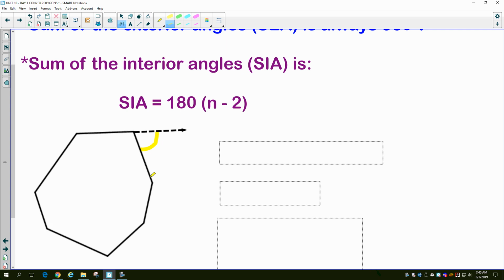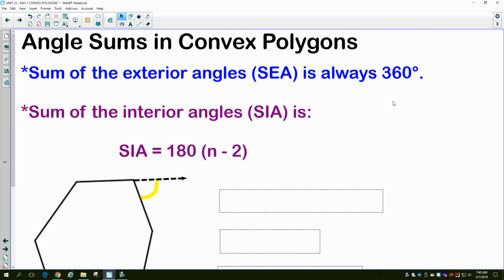And so if we did that for every side of this polygon, and we measured those angles, they would always, always add up to 360 degrees. It doesn't matter how many sides that polygon has, they're always going to add up to 360. So if I draw the exterior angle for every side in a convex polygon and I add all those angle measures up, they'll always add up to 360.